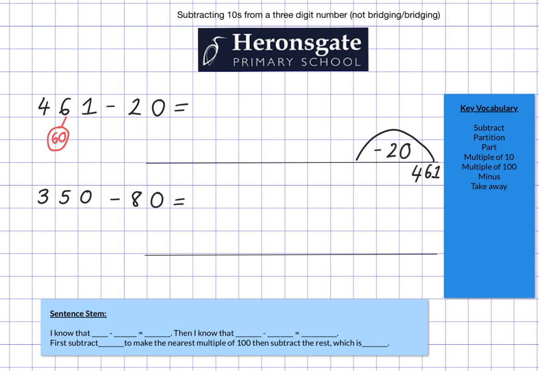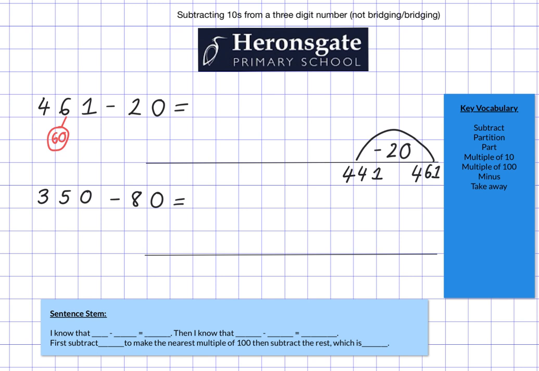tens column. Using my number facts, then I would work out that it would be 441. The hundreds haven't changed and the ones haven't changed. We've just isolated the tens and taken away the tens using our number fact knowledge. Then, if we move on to a number equation, subtraction equation, where the tens need to be bridged, so you can see that 80 is a bigger amount of tens than 50, that's when we go to partition.